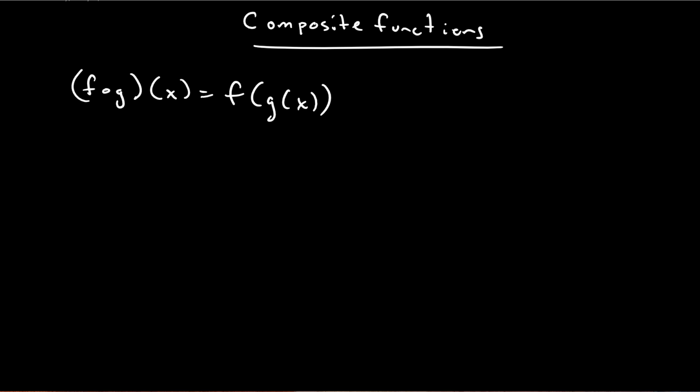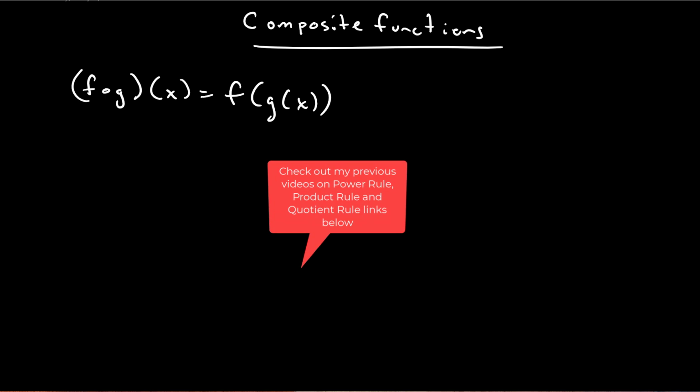Today we're going to be talking about a very interesting topic called the chain rule. It's one of the most powerful differentiation methods for finding derivatives because it allows us to find the derivative of more complex functions. We discussed the power rule, the product rule, and the quotient rule. So the chain rule will allow us to do more.